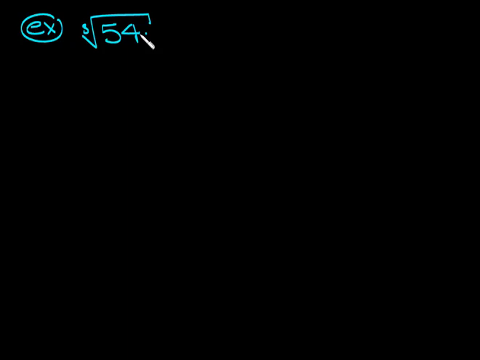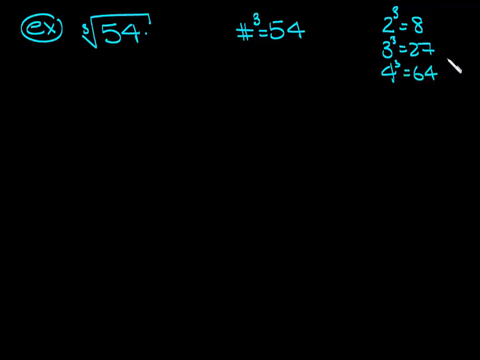Okay, now 54 is not a perfect cube, and to prove that, you can check this. I want to find a number whose cube is 54. If you're not sure, just write your cubes down. You have 2 cubed is 8, 3 cubed is 27, 4 cubed is 64. So 54 lives in here between 27 and 64. There's no integer between 27 and 64 whose cube is 54. So that tells me 54 is not a perfect cube.